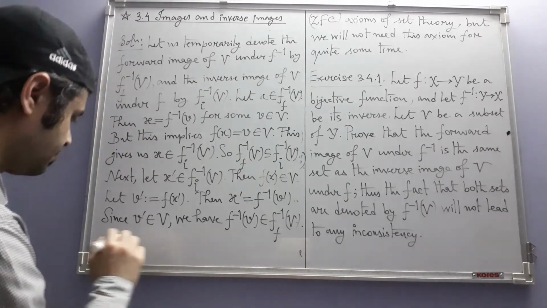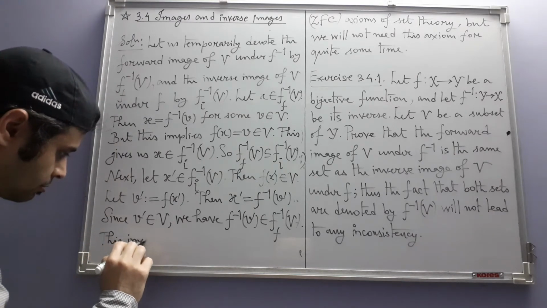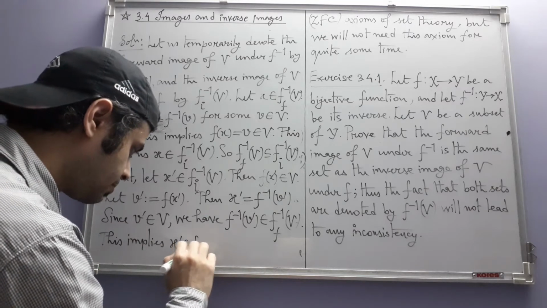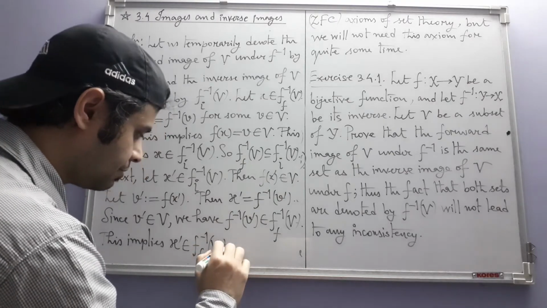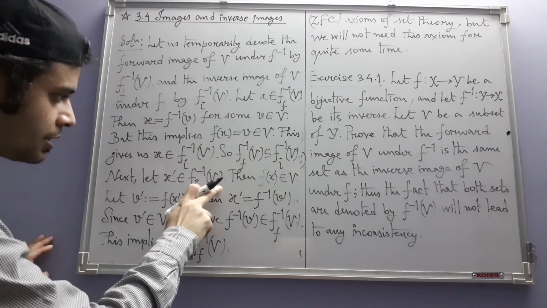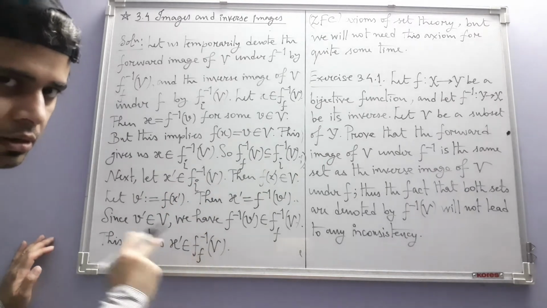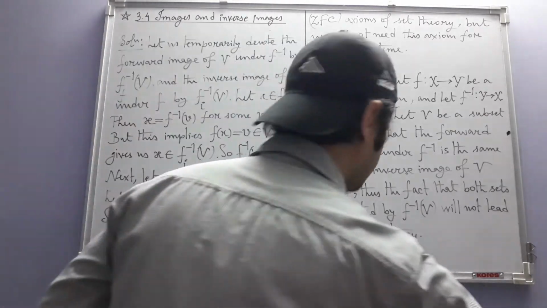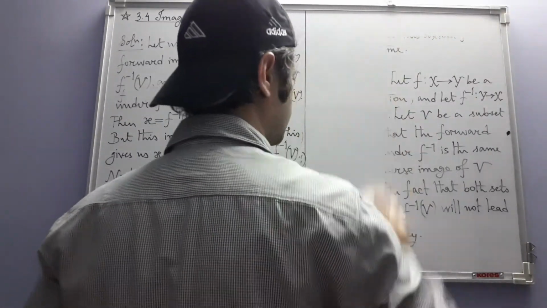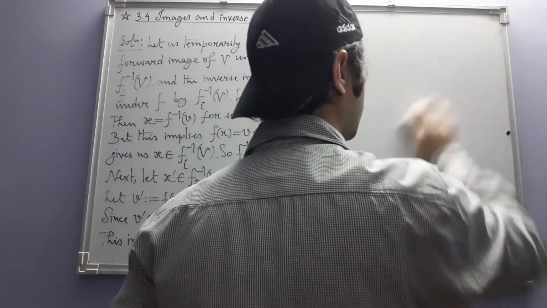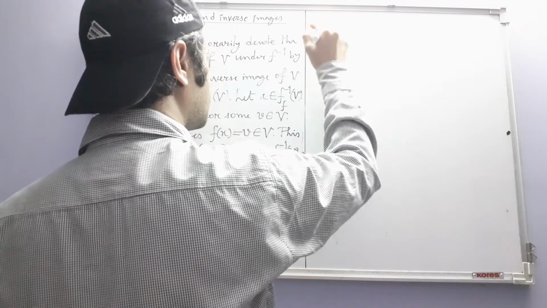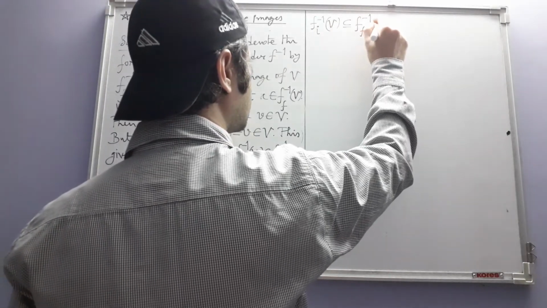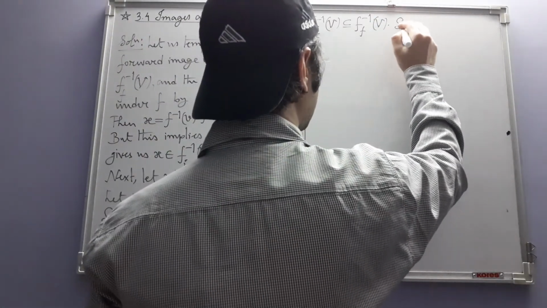Okay. So now what have we got? This implies, but what is f inverse of v prime? It is nothing but x prime. So this belongs to the forward image of V under f inverse. So any element in the inverse image of V under f is also in the forward image of V under f inverse. Thus we have this also as a subset of this. So they are equal.